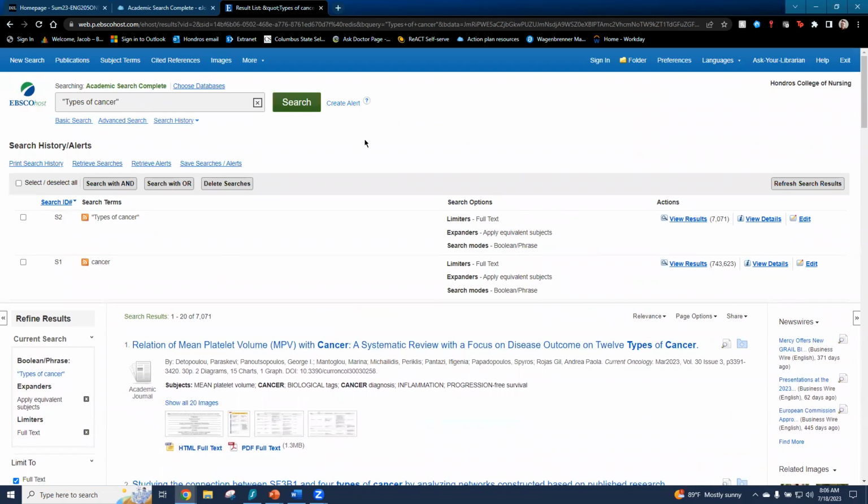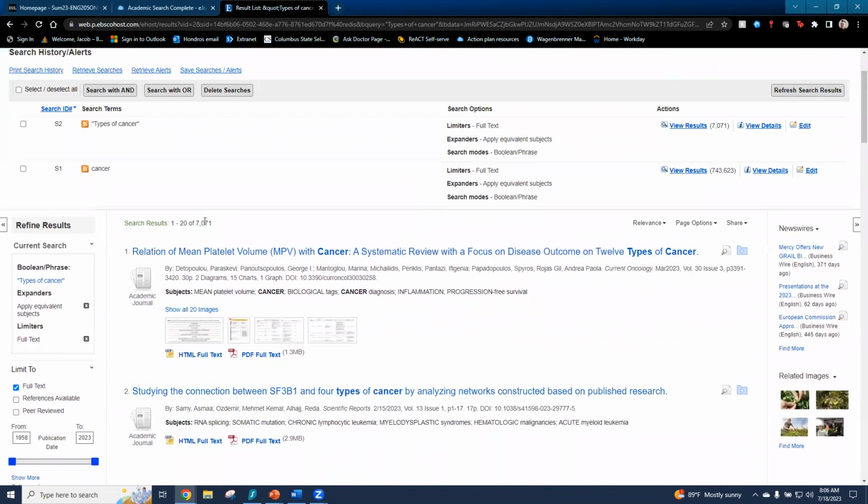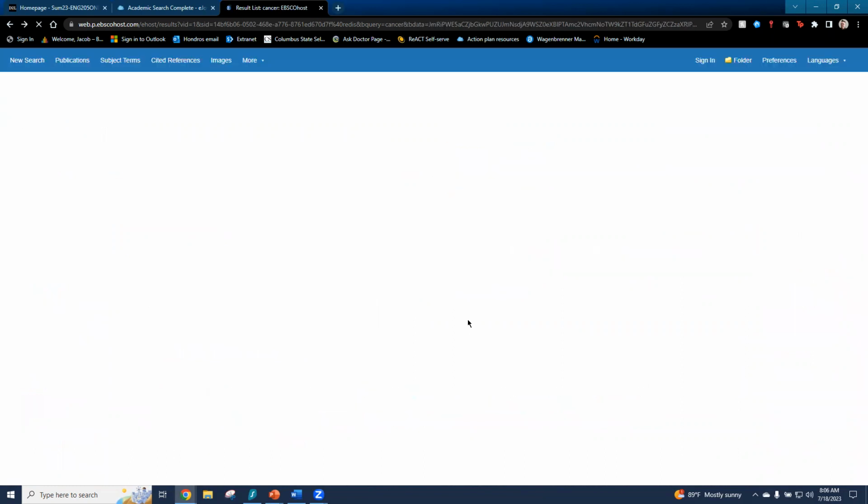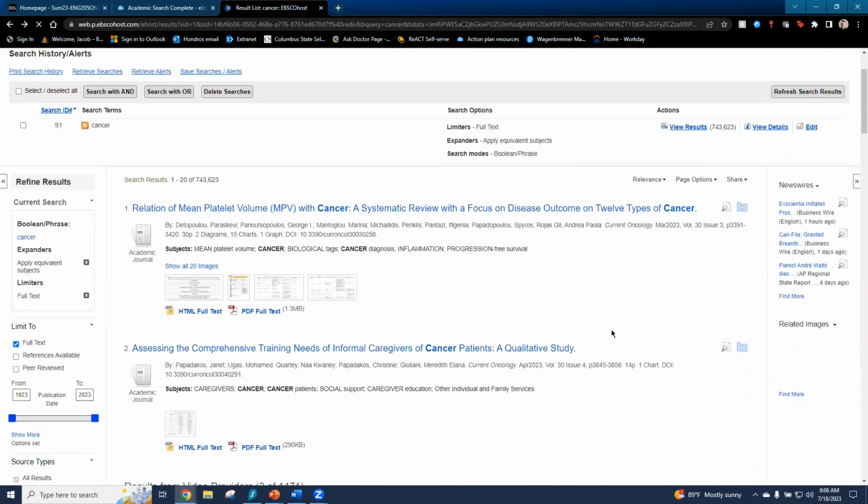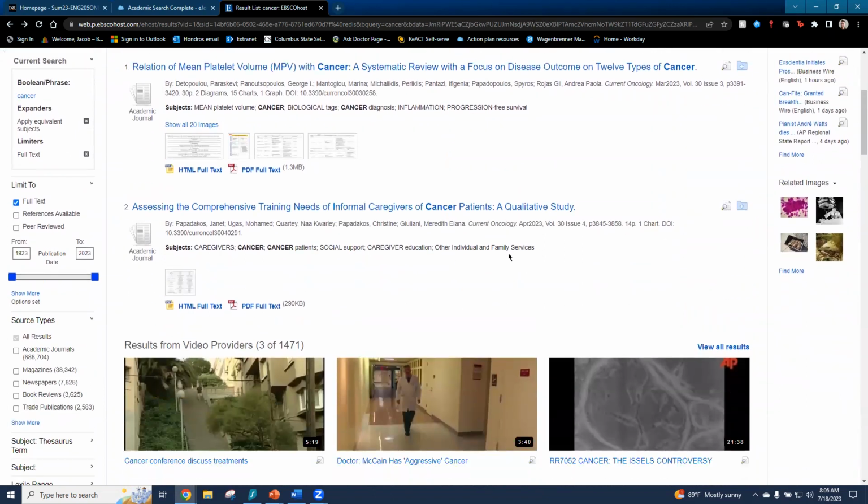Putting things in quotes tells the search engine that you want those words exactly. And that got me from 750,000 results to only about 7,000 results, which is still too many, but we did a good job of eliminating a bunch of our options. I'm going to go back to my previous page here. Maybe I want to focus more on patients, so I might use cancer patients.